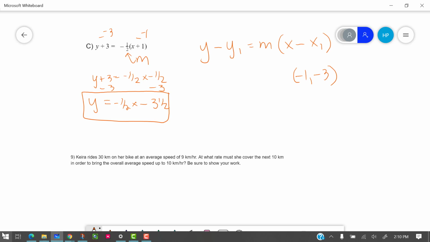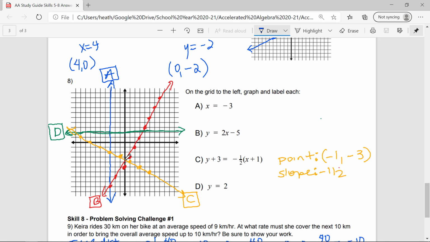So let's just go back and look at that graph again. So you can see it's crossing here at -3.5 on the y-axis, and you can tell that the slope is down 1 over 2, or likewise down 1/2 over 1. Remember, when I say over, I'm always going over to the right.